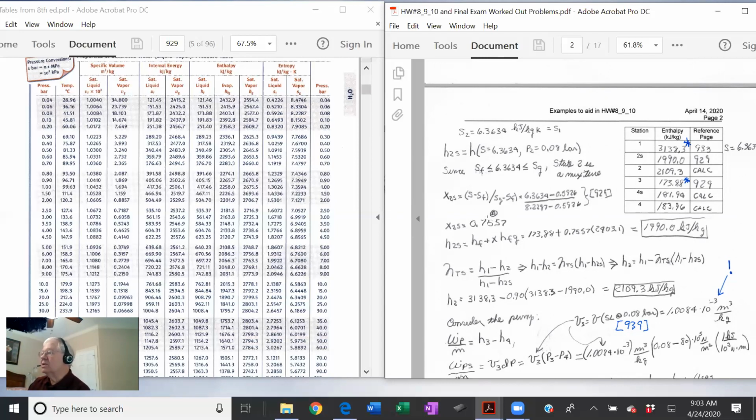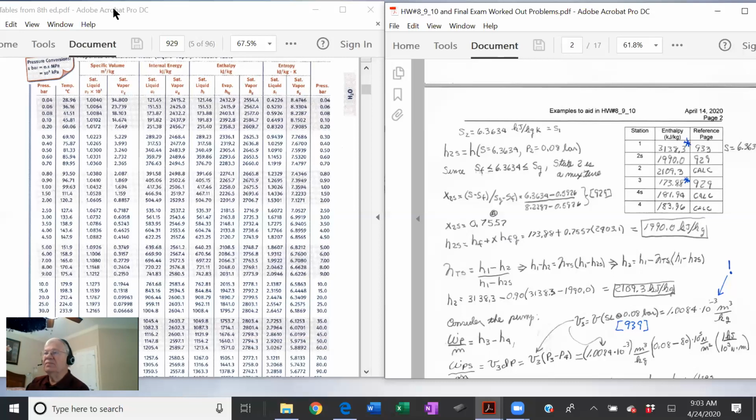So now I know X2S. Now I can use this same equation, only with H in it, which is absolutely correct, to calculate H2S. H2S is just equal to HF plus X times HG minus HF, which for enthalpy only now is given as HFG. It saves you a calculation.